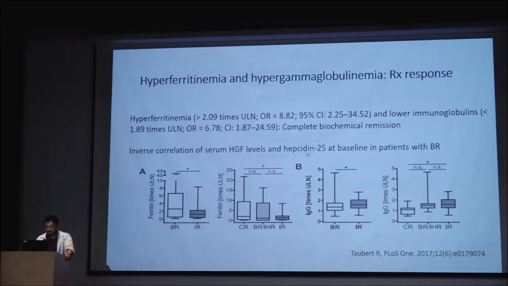There is a decrease in the hepcidin level, and there is an increase in the hepatocyte growth factor, which basically leads to increased ferritin. Increased ferritin level is correlated with the biochemical response, and patients with a ferritin level more than 2.0 times the upper limit of normal have a complete biochemical remission as compared to the patients with a lower ferritin level.